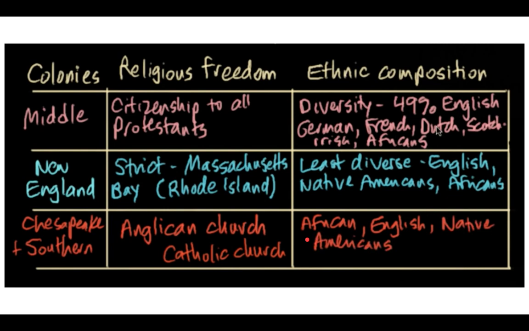We have a lot of Africans, English, and Native Americans, but middle colonies, religious freedom. You can be a citizen in the middle colonies as long as you are Protestant Christian. But if you're any type of Protestant, you're welcome. Ethnic composition, 49% English, but there's also Germans and French and Dutch and Scottish and Irish and Africans in here. So it's the most ethnically diverse group as well.